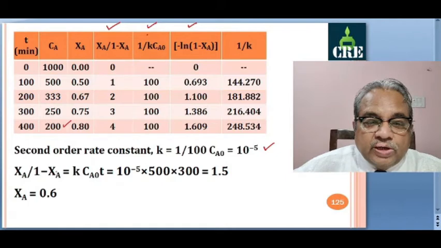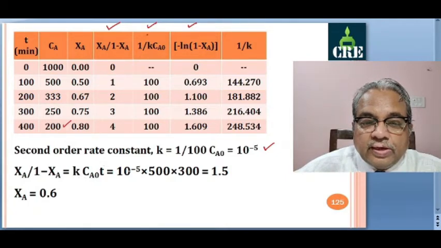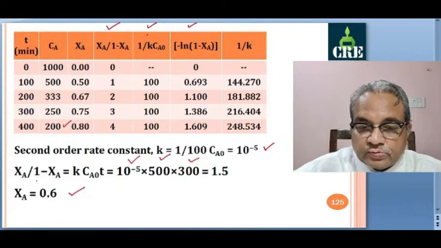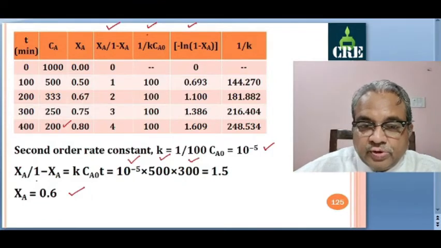So Xa by 1 minus Xa is equal to k Ca0 t. K is this 10 raised to minus 5. Ca0 you start with 500 and after 5 hours means 300 minutes. So this value comes out to be 1.5. So Xa by 1 minus Xa is 1.5. Here we have determined k, and if you solve this you get Xa is equal to 0.6. So this is just verification of what we have done.